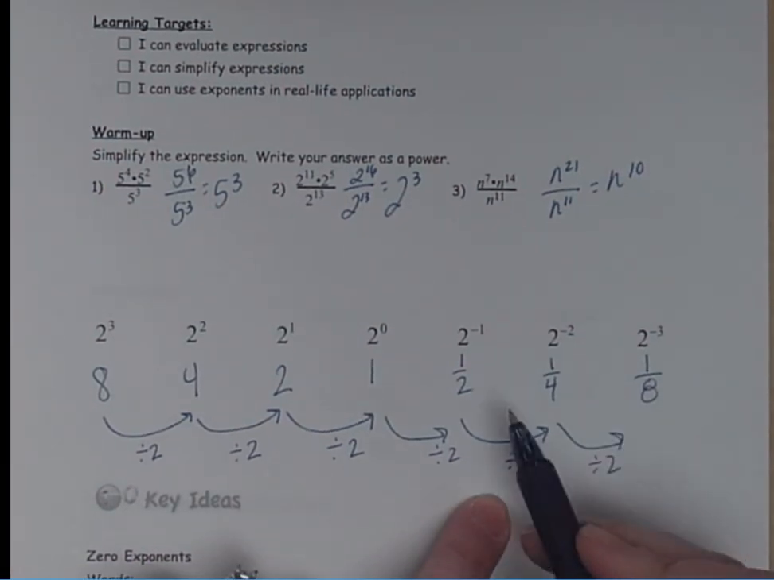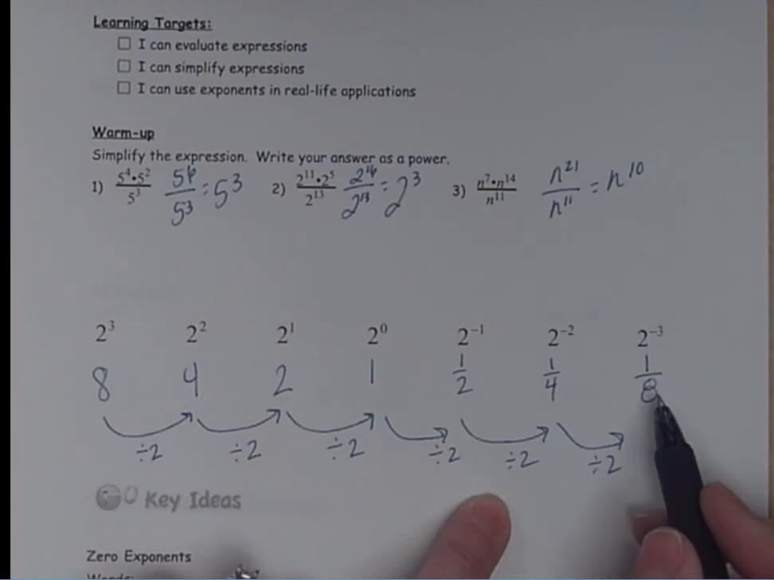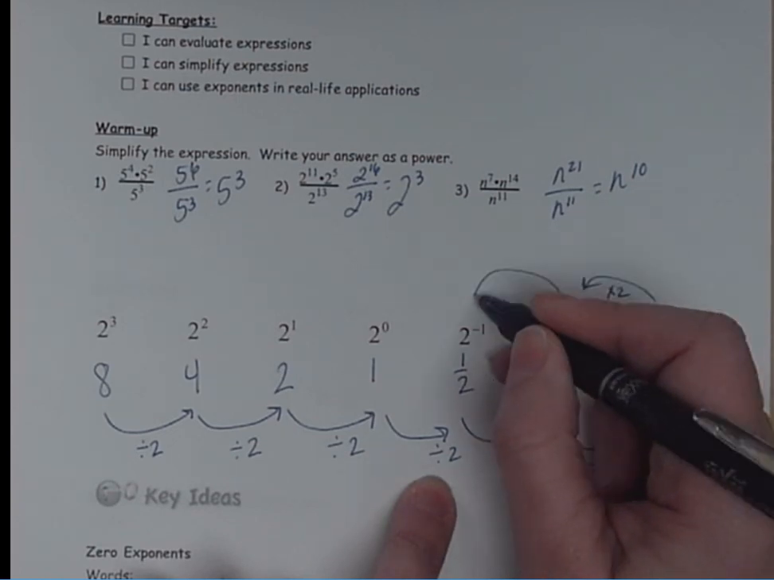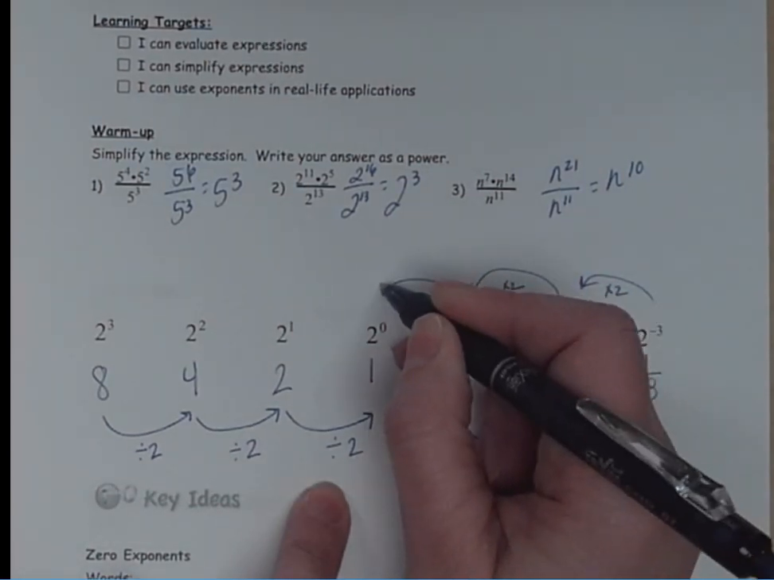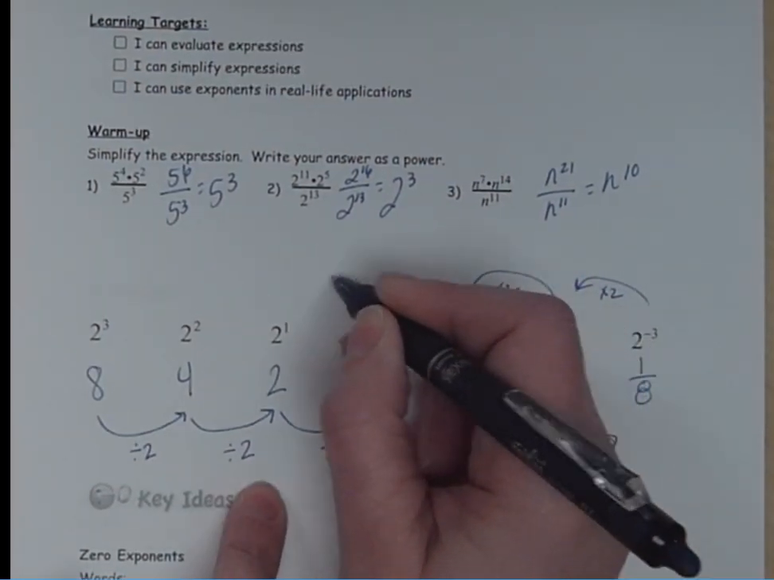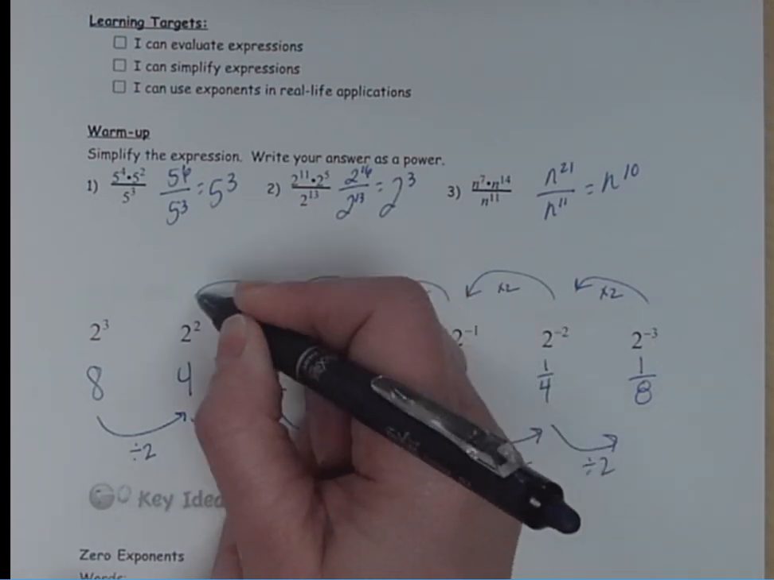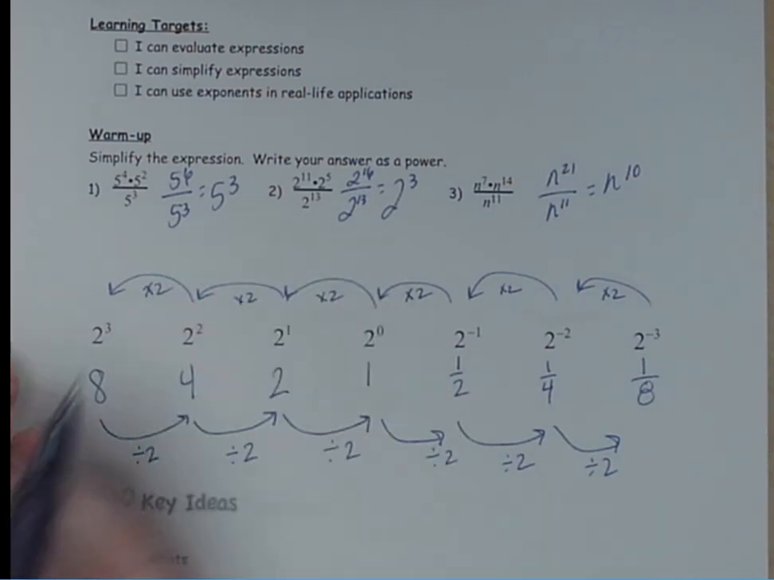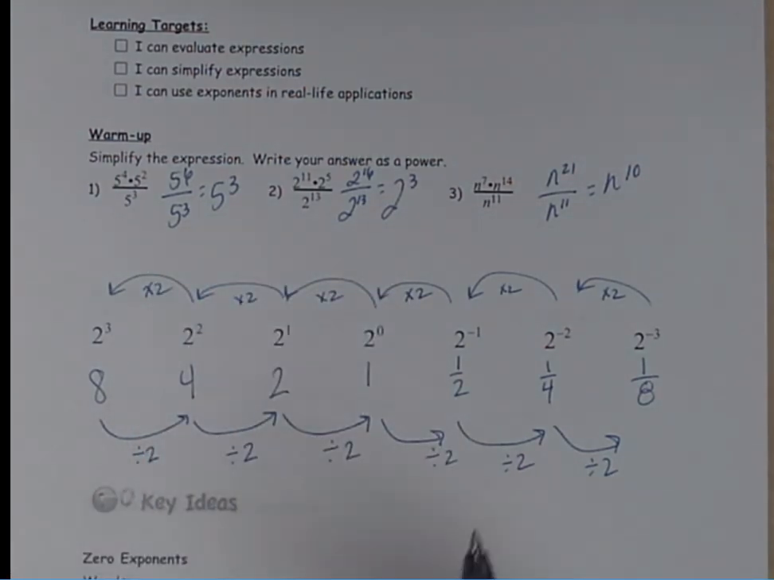Now I can take it the other way too. So the inverse. From here to here, we're multiplying by 2. Here to here, multiplying by 2. Here to here, multiplying by 2. Because we're looking at a base of 2.